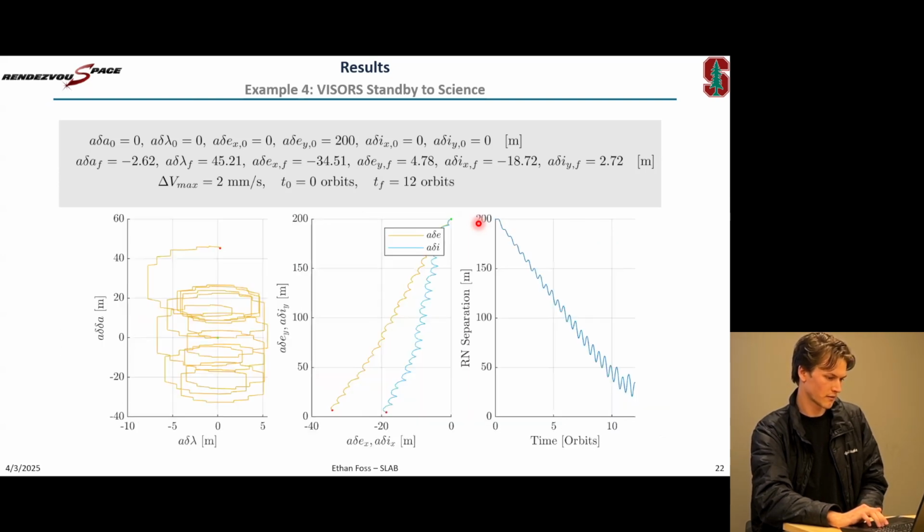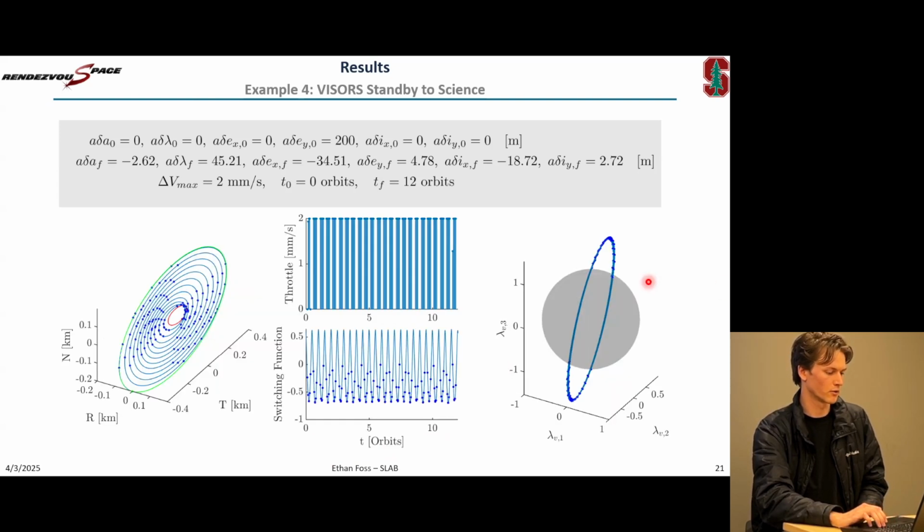And then lastly, we can look at the relative orbital elements. And we can see we maintain good RN separation over the course of the maneuver. And we also see that the EI vector separation is well maintained. So yeah, from the relative orbital elements perspective, the maneuver plan is also quite good.